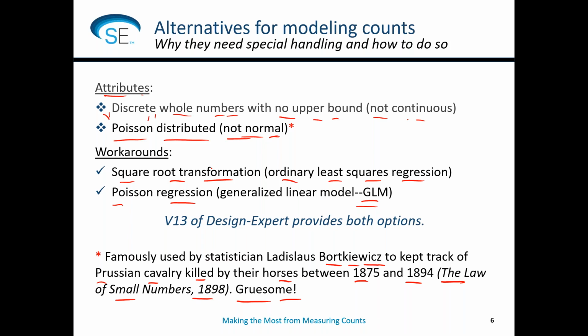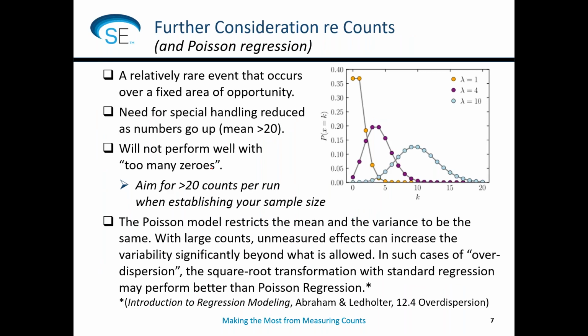So let's look at examples of that and do a comparative study on the popcorn. And I'll be coming to that in just a minute. However, I've got a few other considerations regarding counts and Poisson regression in particular. One thing is that it really should be a relatively rare event, and we want to be sure to have a fixed area of opportunity. And what do I mean by that?